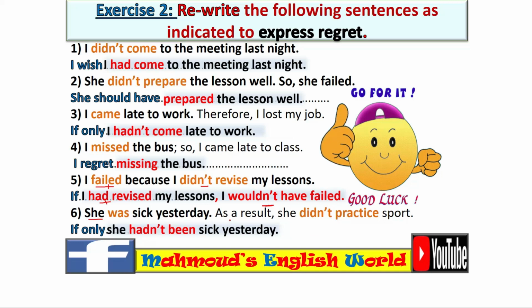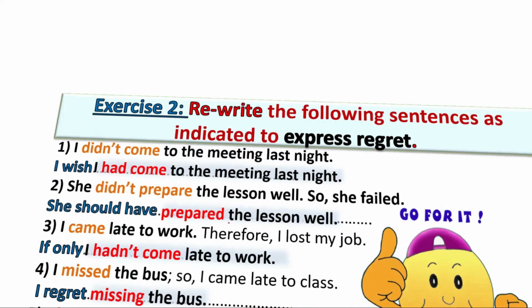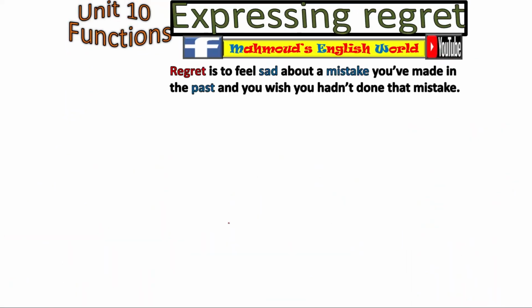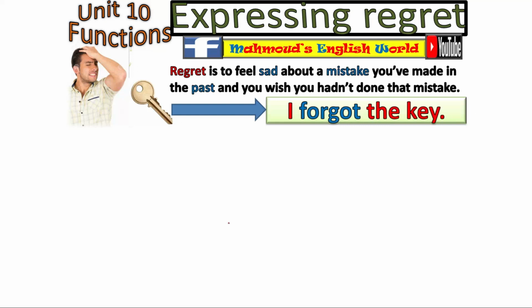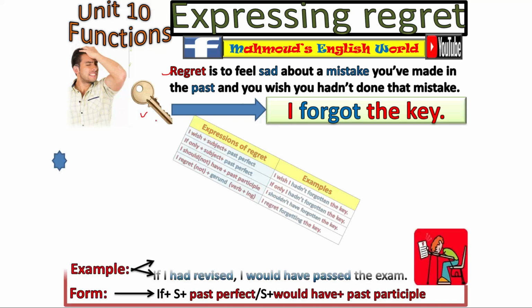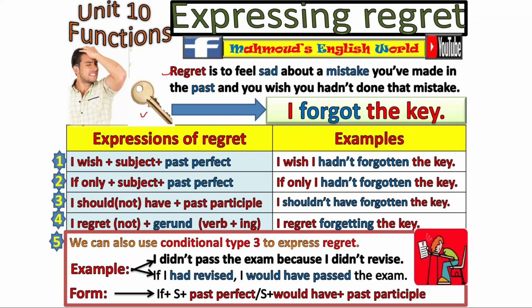Excellent job. So for now, we have finished the lesson. What you're going to do is take a piece of paper and a pen and write down the lesson here so that you can remember all the rules that we have worked on today. We have the definition of regret, and we have a sentence. I forgot the key. This is the key. And it's used with all the expressions, number 1, 2, 3, 4, and 5.